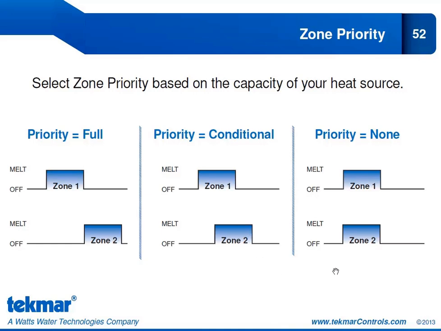And lastly, we have priority equals none. And this would be the setting you would choose if your heat source was sized large enough that you could accommodate all of the zones at the same time at design conditions. So in this case, all the zones can begin the melt cycle at the same time, and they would end at the same time if they had the same add melt times.